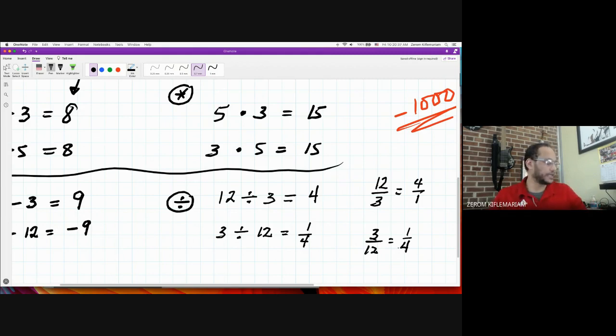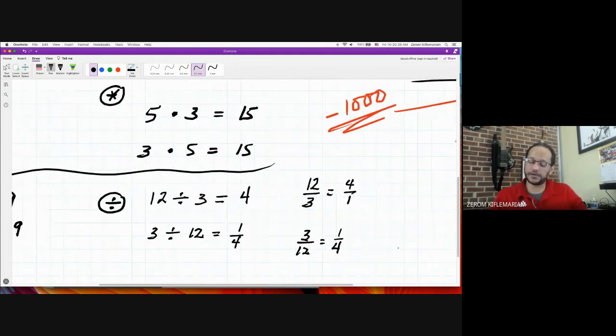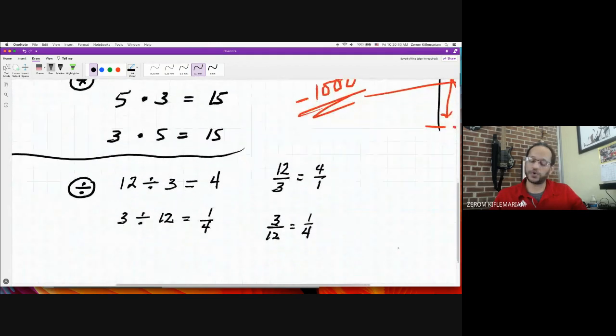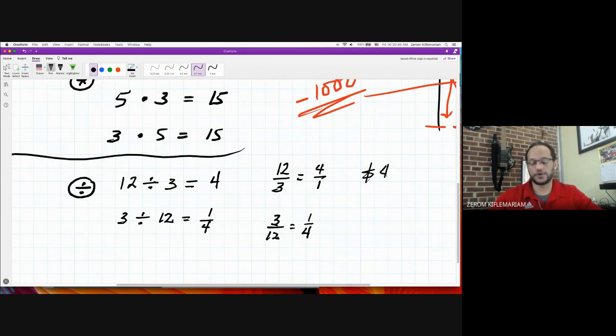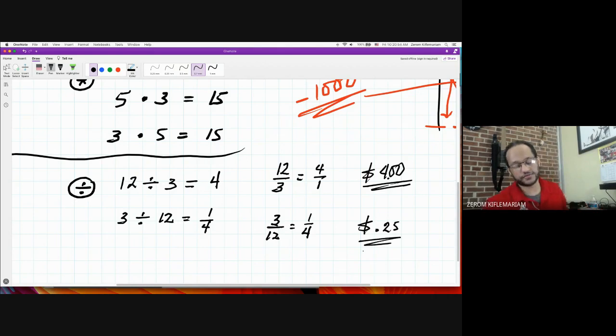If you go to a store and your change is supposed to be $4, and they gave you 25 cents, that's a difference. So order matters. One is $4, the other one is just 25 cents. It's a huge difference between the two values. Again, we're not even looking at big numbers. It is something that we have to be very careful with.